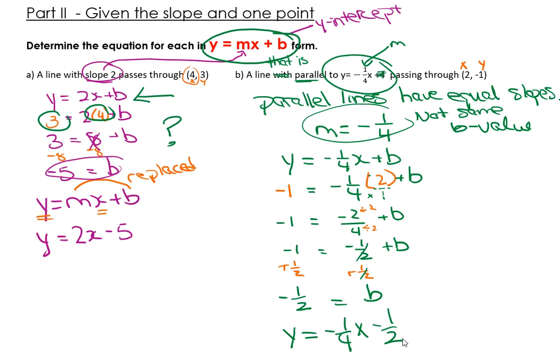So there are two examples on how to find the equation of a line when you're only given a slope and 1 point. But sometimes you need to think about that slope right here. With this parallel, we had to do a little bit of thinking there, but we were given a slope and we were given a point.